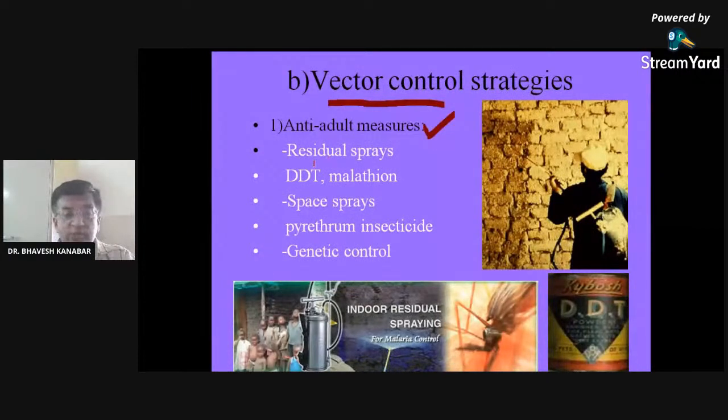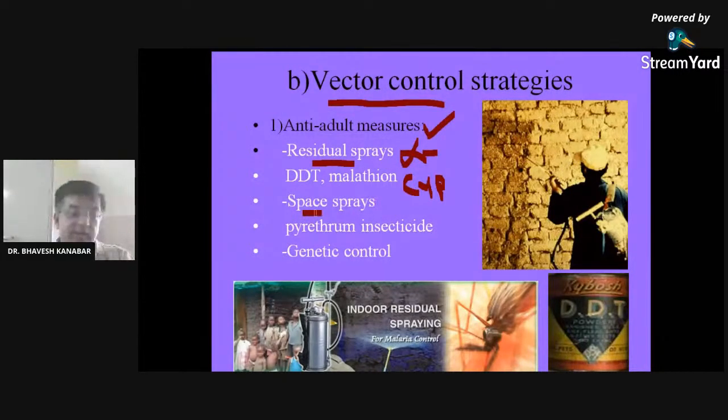It includes residual spray. You can see over here that a person is spraying over the wall, right? Indoor residual spray. Here the drug alpha cypermethrin is used. Previously DDT and malathion were used, but for many years now DDT has developed resistance. So alpha cypermethrin is the drug which is used in indoor residual spray. It can kill the adult mosquito resting over the wall, and it has a residual effect, meaning the effect lasts for 6 months. So if any mosquito comes into contact with that wall, it will be killed.